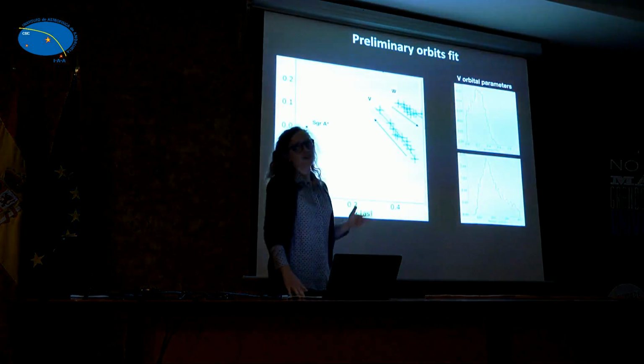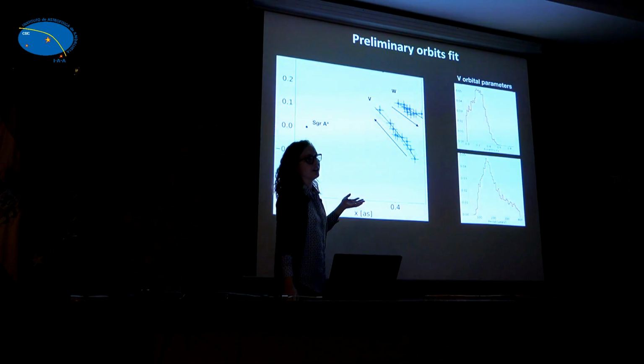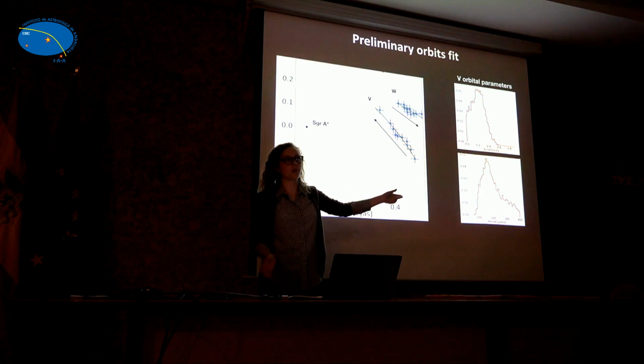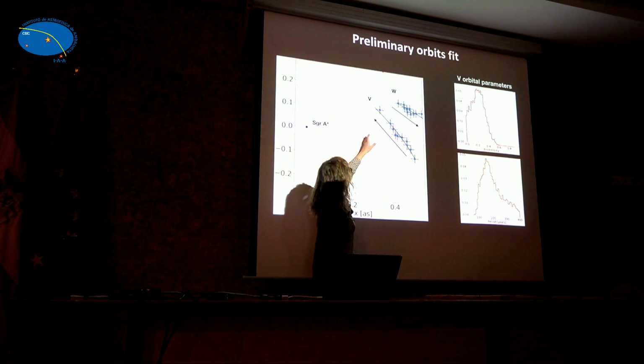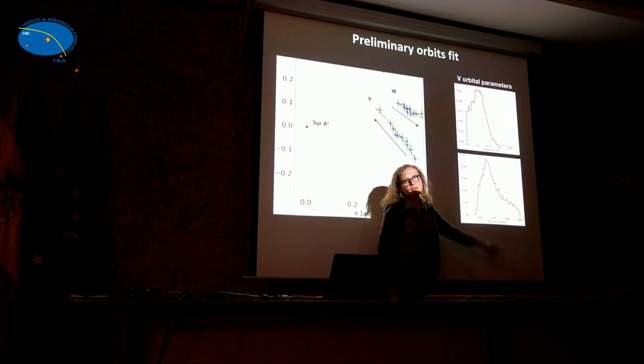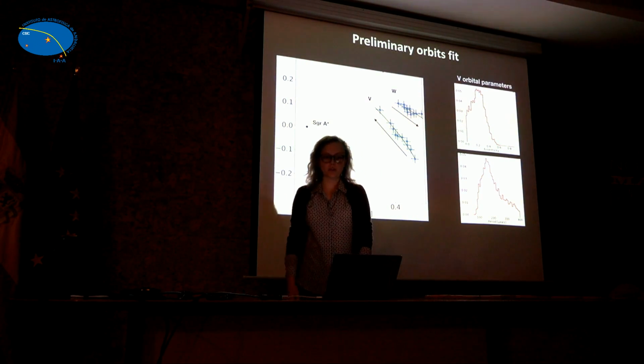So this was just imagination. Now we can start really fitting the orbits, and this is just an example. This is preliminary, something that I'm doing right now. You take, for example, V and W, and you have here the arrows and the orbits that are fit here, and you can get the eccentricity, the period, and all you need to know about the orbit.